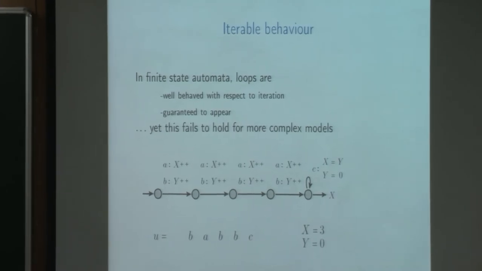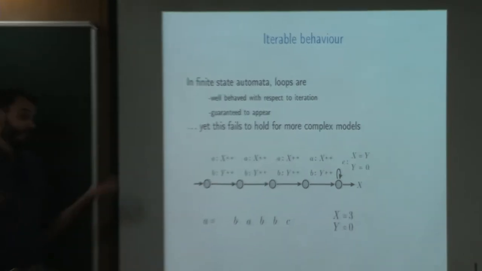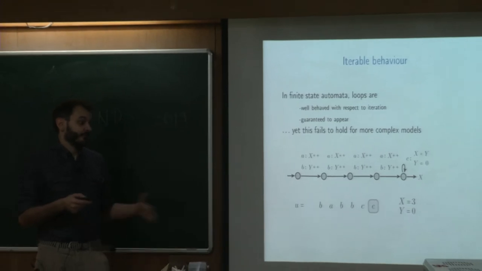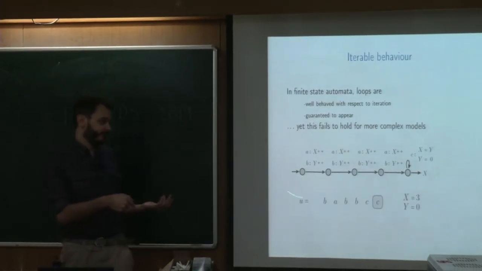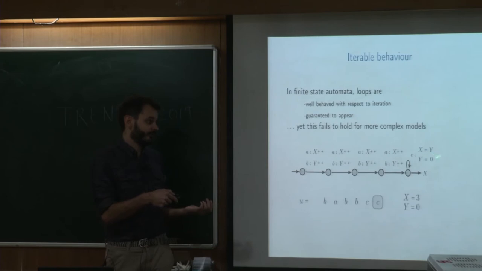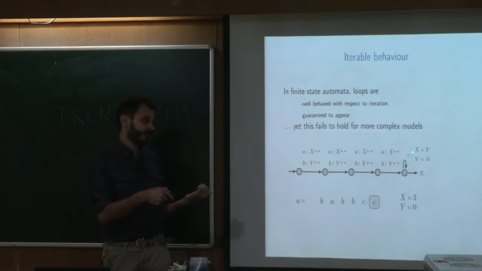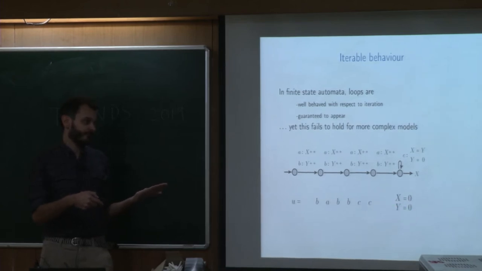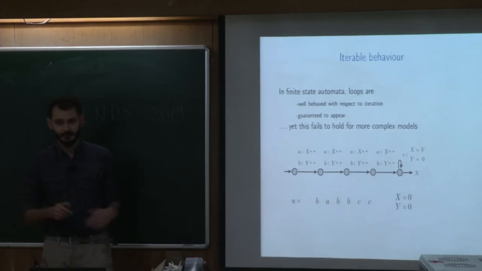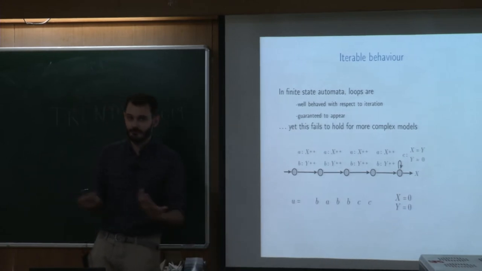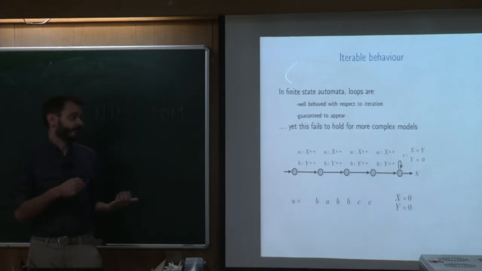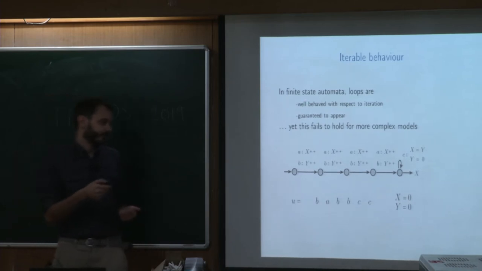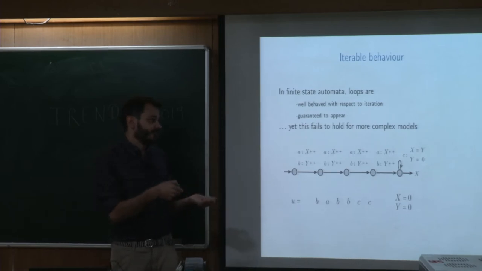Okay? But this is a loop, and we said before that loops are well-behaved with respect to iteration, so let's add one more. And you see that here, obviously, it will fail, because if you iterate this once more, you put the value of Y into X and you reset Y, so you end up putting the zeros into X and resetting Y, so you lose everything. You lose all the computation done on your previous run. And so yeah, this is terrible. This is not a local change, and we would like to avoid that. So yeah, are all loops terrible?